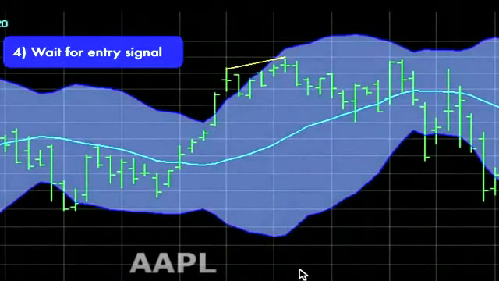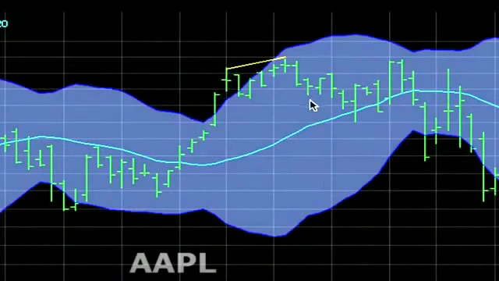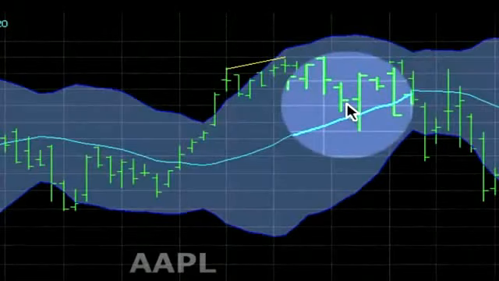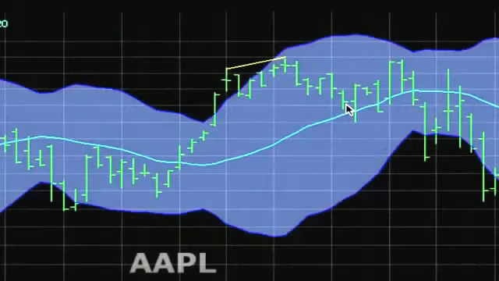Fourth, the entry signal. I want the bar to close underneath the prior 3 bars. And it happens here. A little late, but that's still the signal.